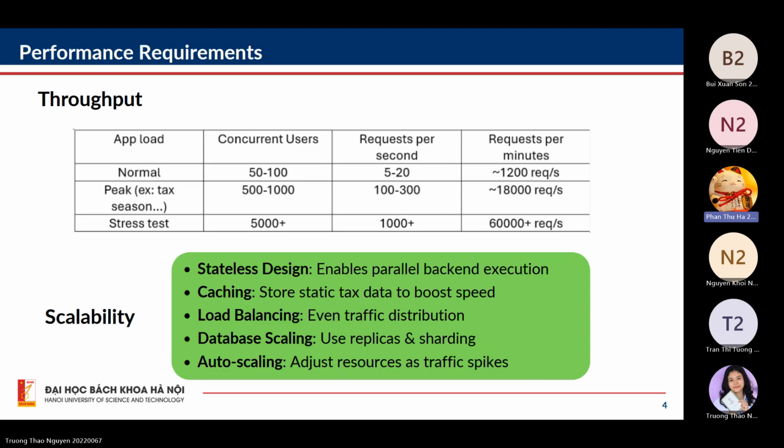As shown in the table, during peak periods like tax season, the system experienced a significant increase, reaching 100 to 300 requests per second. And there are some scopes we want to scale for our web. You can see in the slide. The next slide is non-functional requirements.